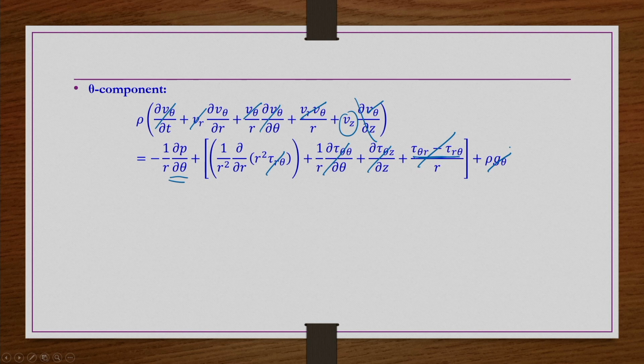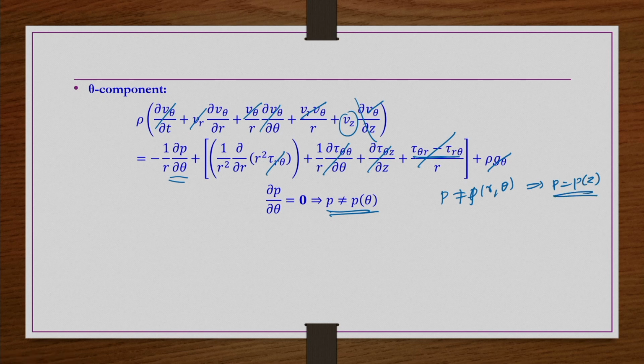So, here also we get dou p by dou theta is equal to 0, that means pressure is not a function of theta as well. So, that means pressure is not a function of both r and theta. That means pressure has to be a function of z, because the flow is taking place because of the pressure difference. But what that function is, we do not know, we will get it.